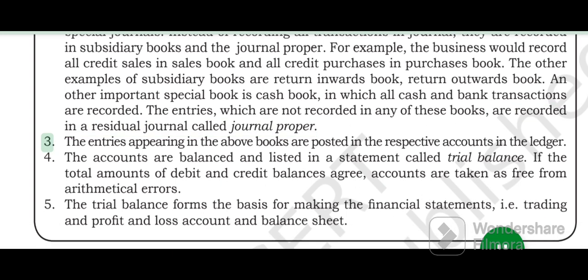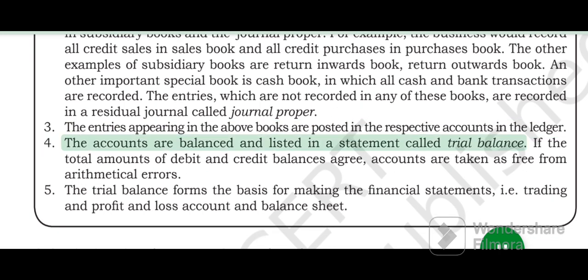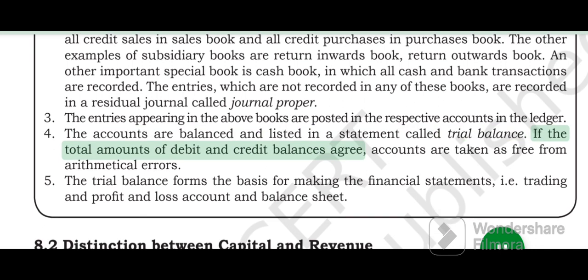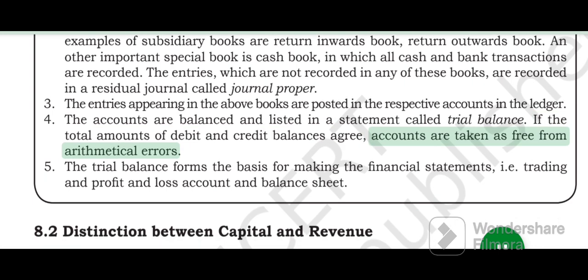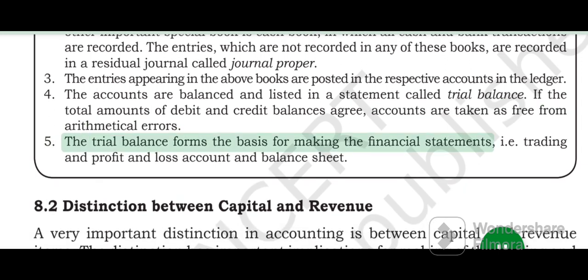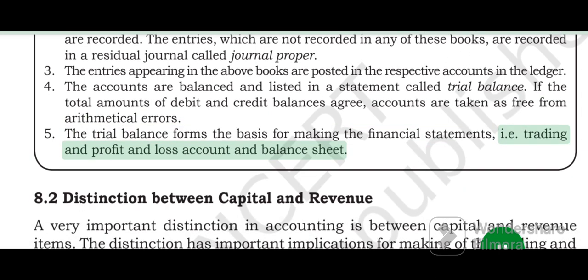3. The entries appearing in the above books are posted in the respective accounts in the ledger. 4. The accounts are balanced and listed in a statement called trial balance. If the total amounts of debit and credit balances agree, accounts are taken as free from arithmetical errors. 5. The trial balance forms the basis for making the financial statements, i.e. trading and profit and loss account and balance sheet.